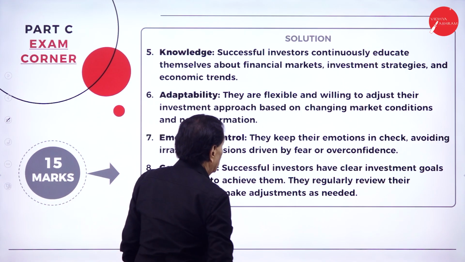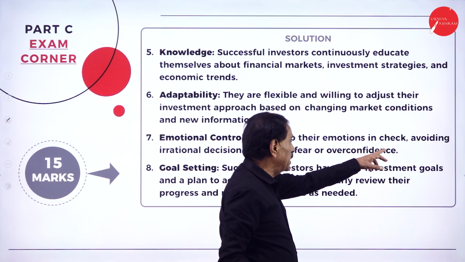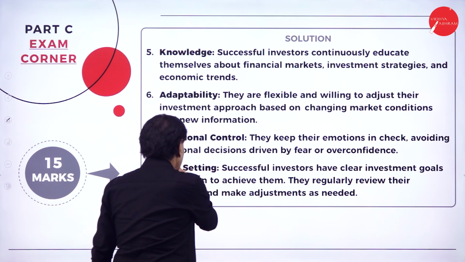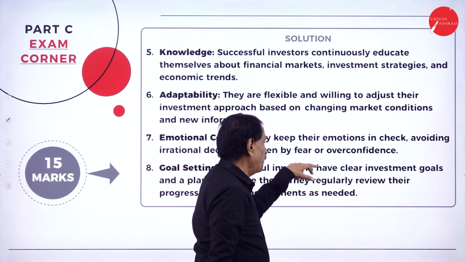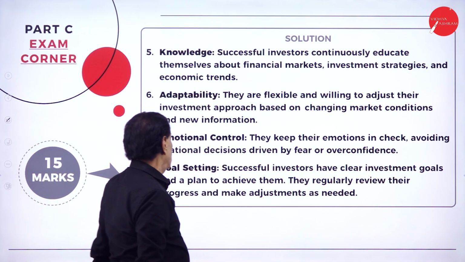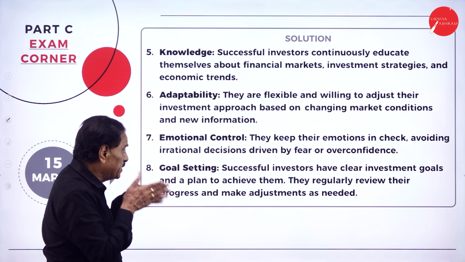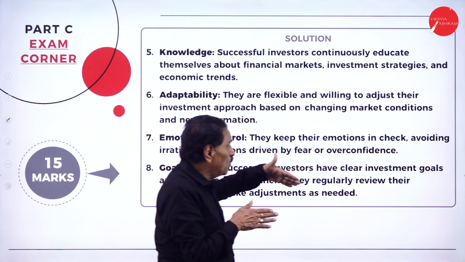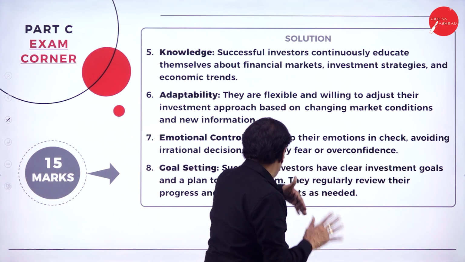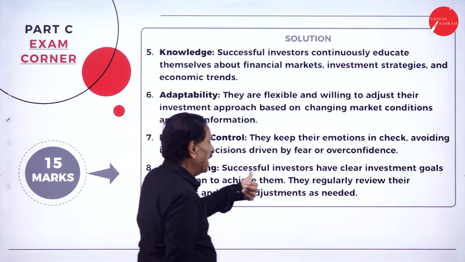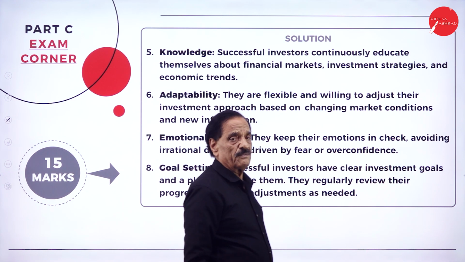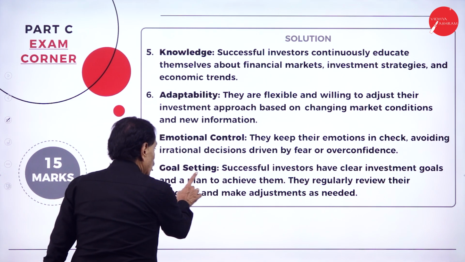Emotional control. They keep their emotions in check, avoiding irrational decisions driven by fear or overconfidence. So emotional control is such that they keep their emotions in check, avoiding irrational decisions driven by fear or overconfidence. Goal setting.